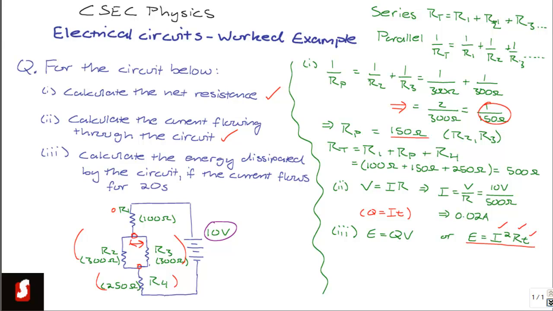So E is equal to I squared RT. In this case, I is 0.02 amperes squared. R is equal to 500 ohms. T is equal to 20 seconds. This gives us a value of 4 joules. And this is the energy dissipated in the circuit.